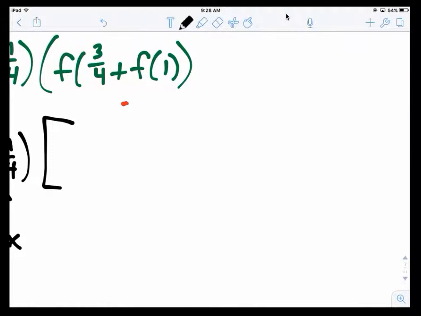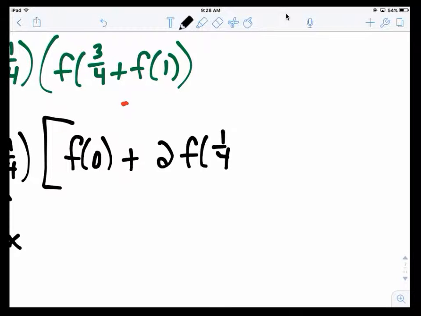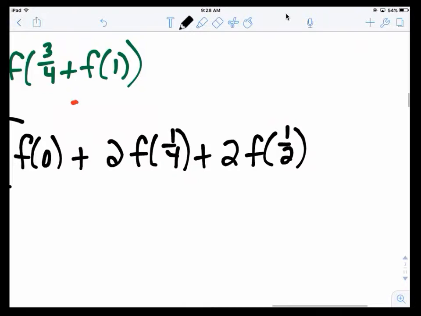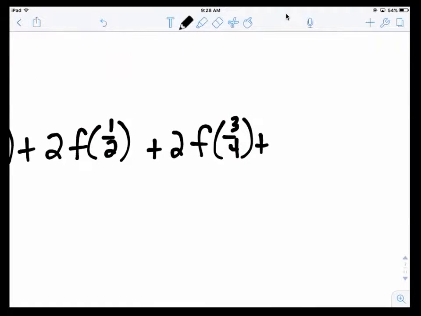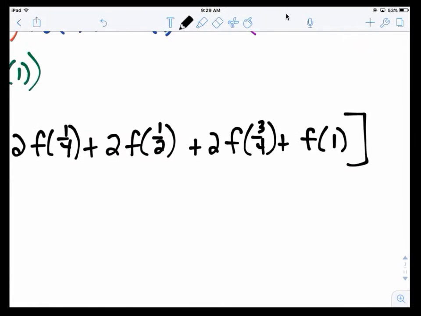So how I would write that would be f of 0 plus 2 times f of 1/4 plus 2 times f of 1/2 plus 2 times f of 3/4 and 1 times my last endpoint.